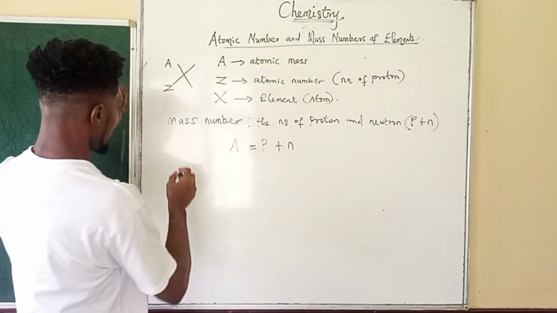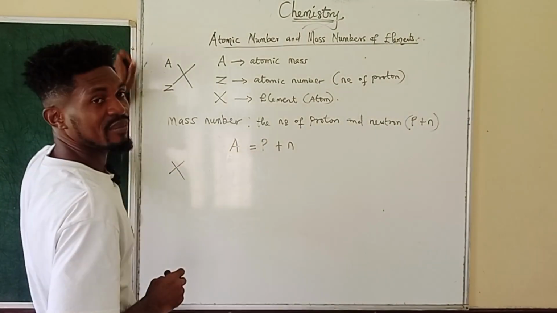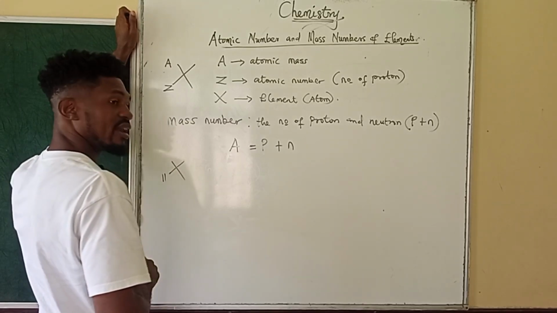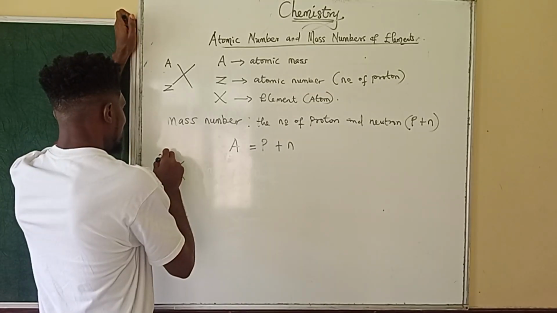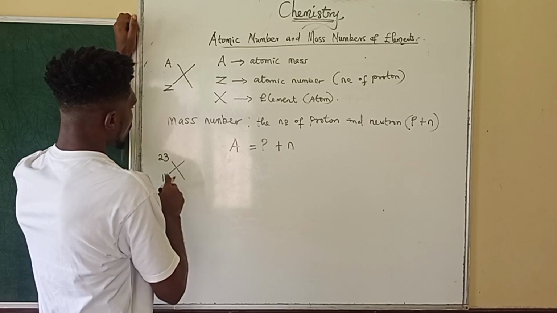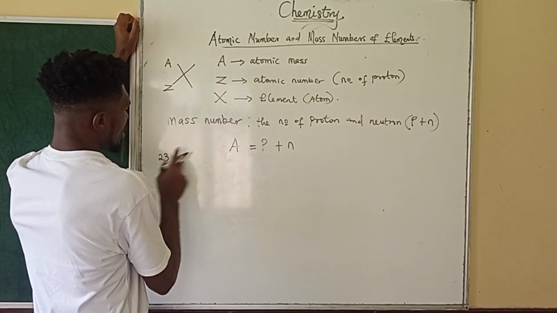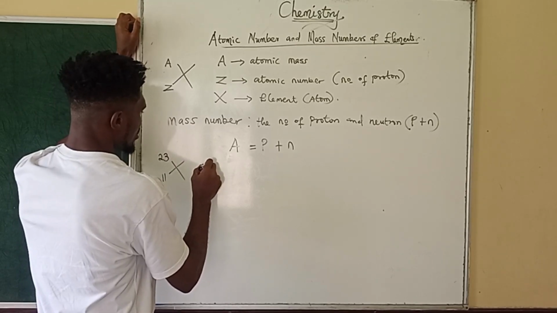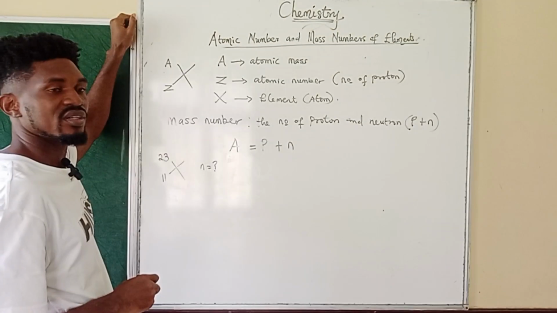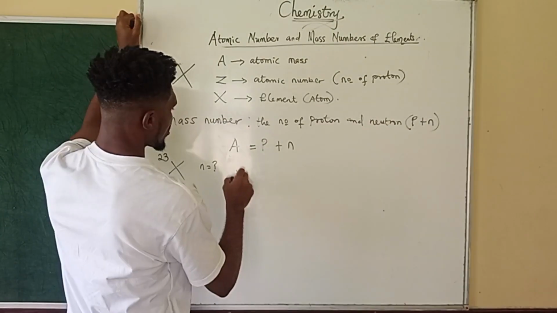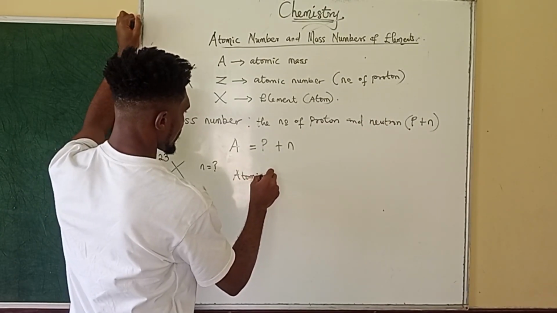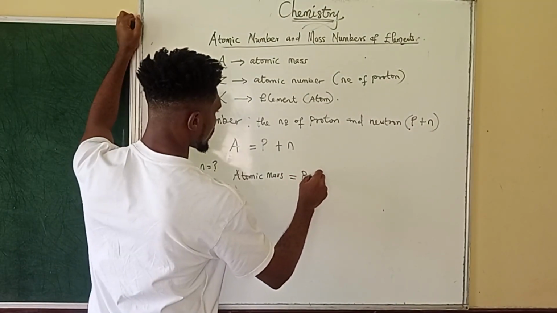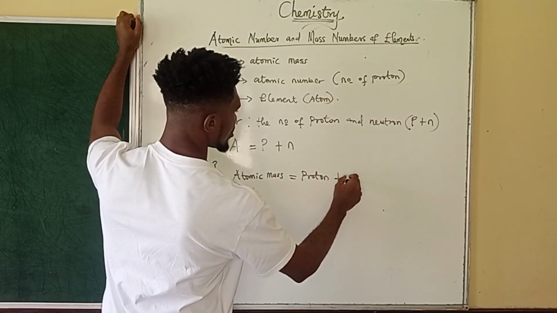So for example, let's say you have an atom, and the atomic number is 11. The mass number is 23. We are being given the atomic number and atomic mass, and we are being asked to calculate the number of neutrons. Remember that atomic mass, which is A, is equal to proton plus neutron.